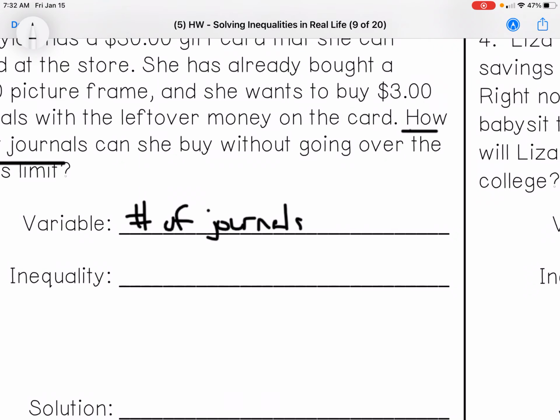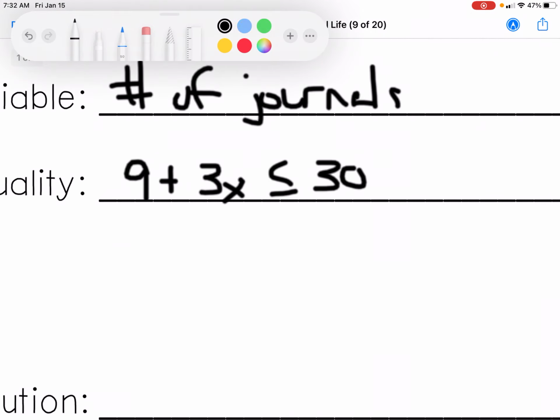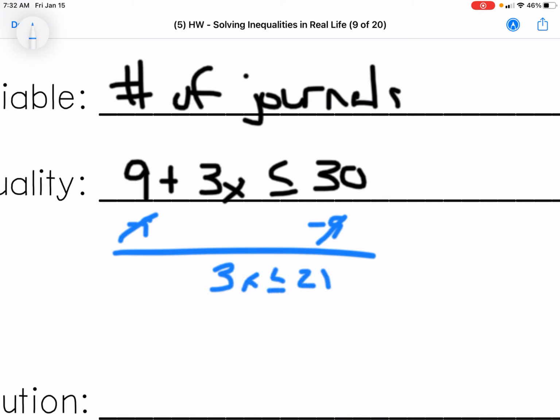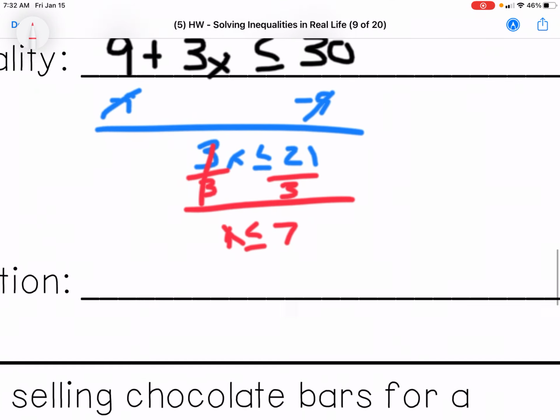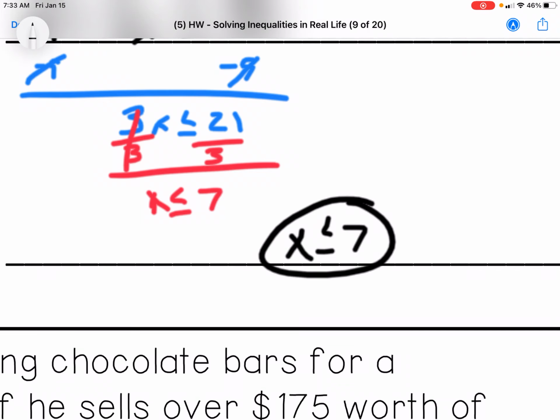And the variable is going to be x. She already spent $9, so 9 plus the journals are 3. We don't know how many journals, so 3x, and it has to be less than or equal to 30. Subtract 9, you get 3x is less than or equal to 21. Divide by 3. X is less than or equal to 7. So she can buy 7 journals.